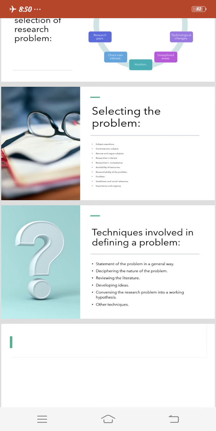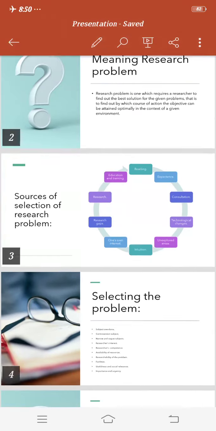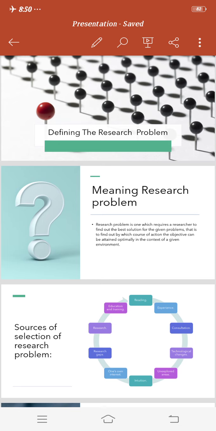Based on doing the research, it should be accepted by society. Harmful research will also be opposed by the people and affect the researcher. So these are all the techniques of selecting the problem, or these are all the points that should be included in the techniques of defining a problem. So this is the explanation for defining the research problem.